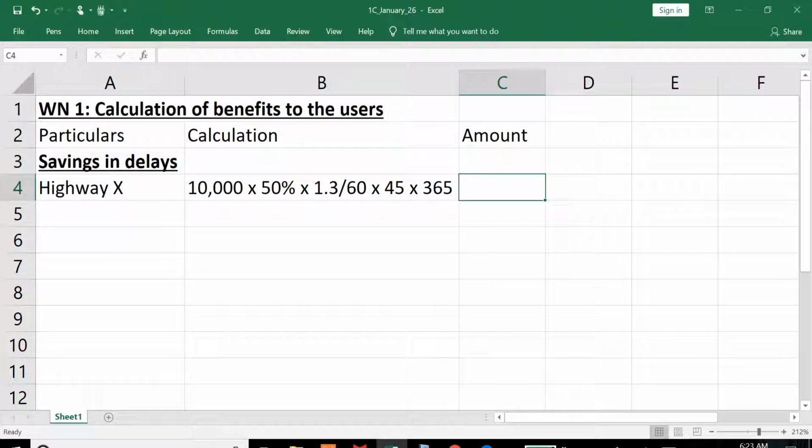Now write this for highway X. You can put an asterisk mark for 45 and show the calculation if you want, or if you are clear you can end up writing this directly. 10,000 into 50% into 1.3 by 60 into 45 into 365.